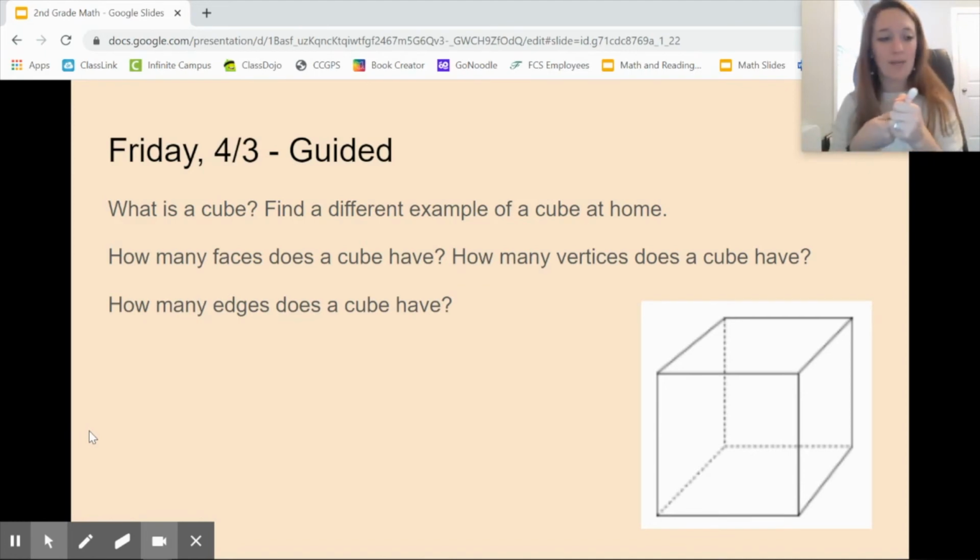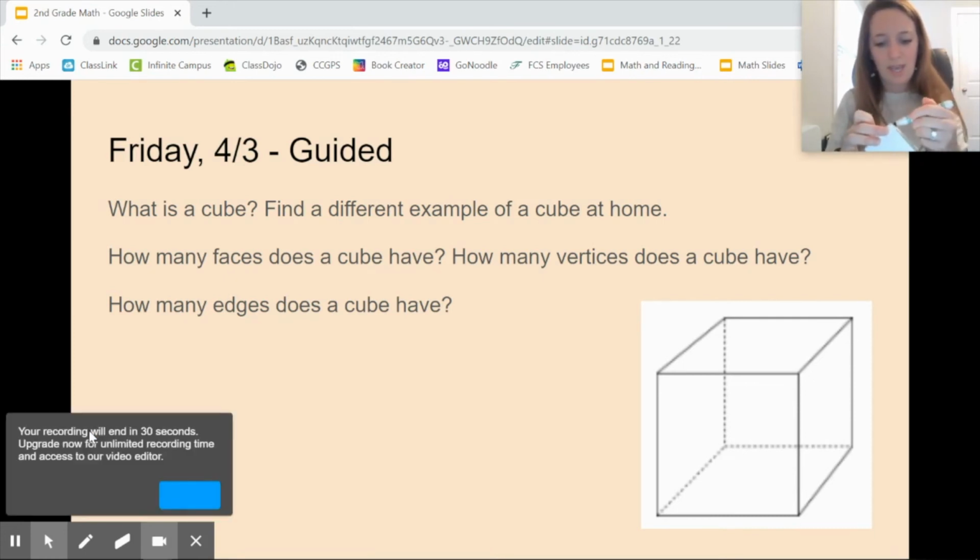Now let's see how many edges it has. The edge is where the two faces meet. So this is 1, 2, 3, 4, 5, 6, 7, 8, 9, 10, 11, 12. So it has 12 edges.